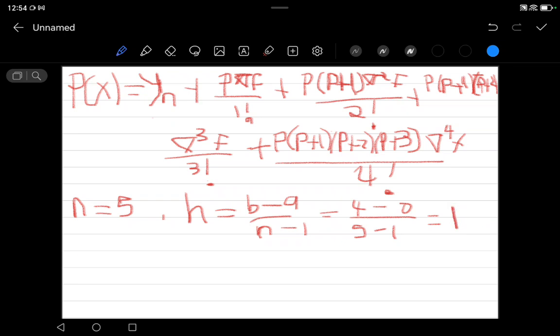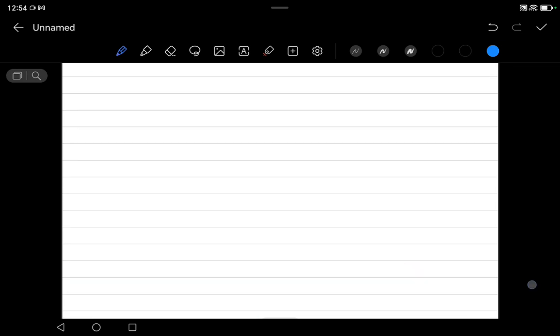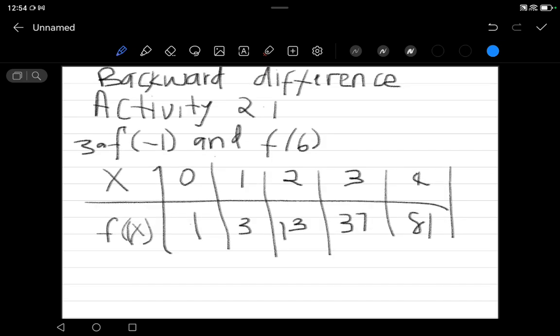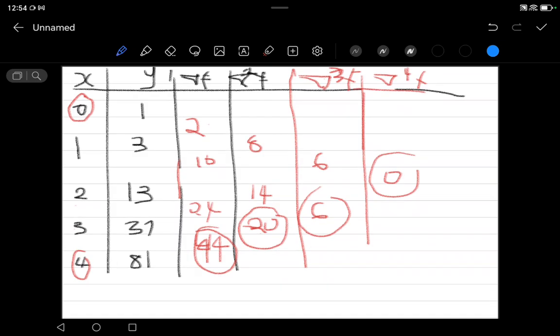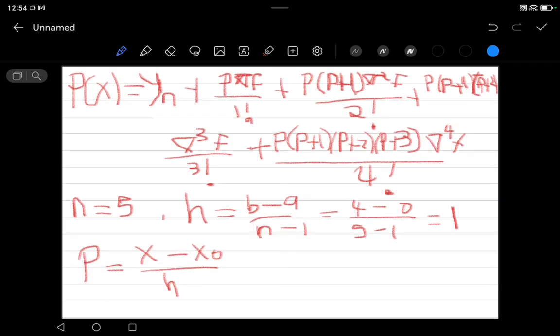So now let's calculate p. p equals x minus x0 over h. Remember, they want us to estimate f of -1 and f of 6. So now we have two values of x. Since we have two values of x, we won't substitute the value of x. If we had one, we would substitute the value of x. But since we have two, we are not going to substitute. We're just going to write x minus x0. Our x0 is what?